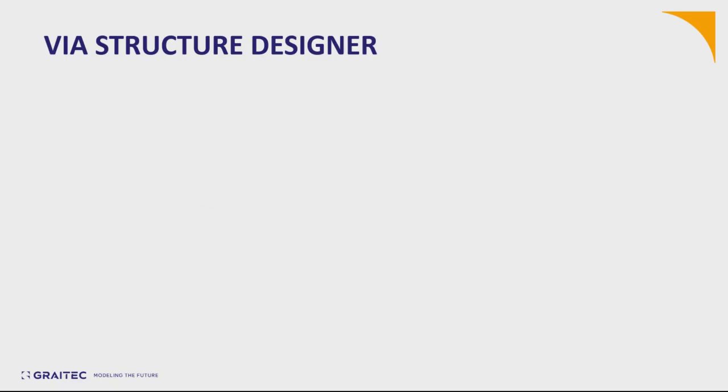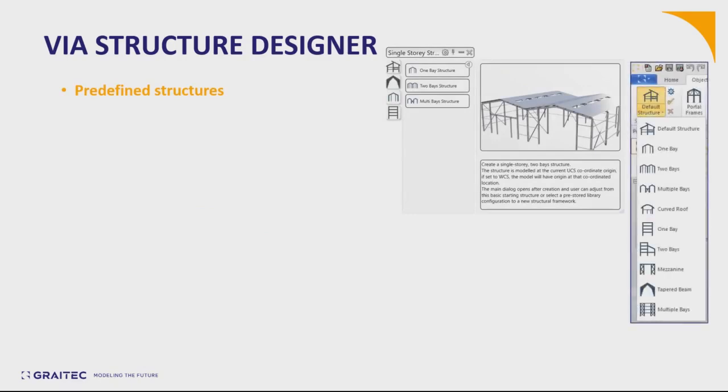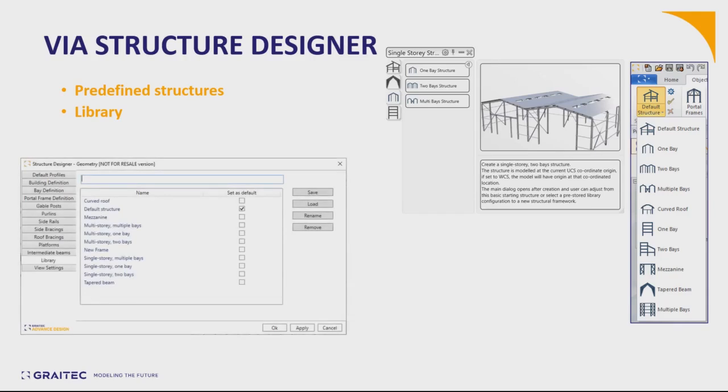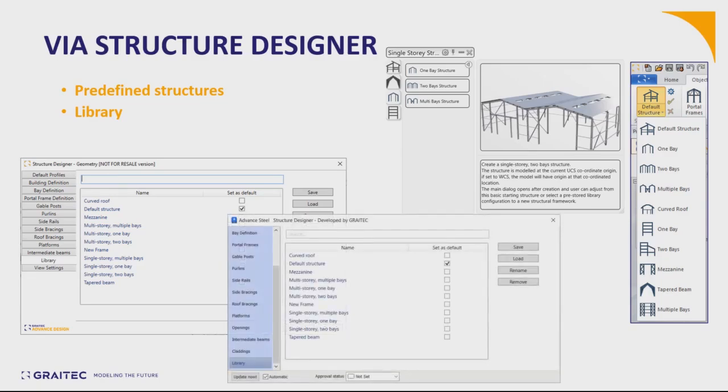Okay, via the structure designer, so we have predefined structures of the applications. We have it in advanced design and in advanced steel, and also we have the libraries. So all the predefined structures, but also the ones that the user is creating himself, he can store them in the library of the structure designer, under advanced design or under advanced steel. So the structure designer has its own library available on both platforms.